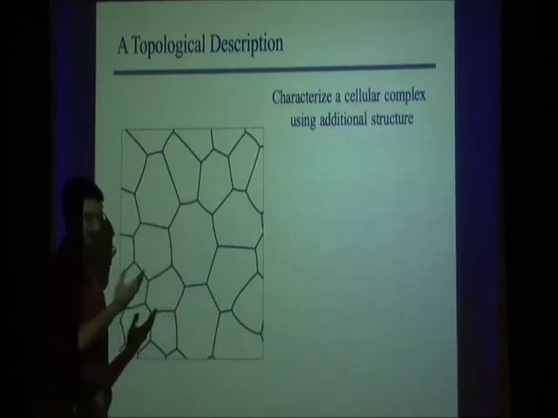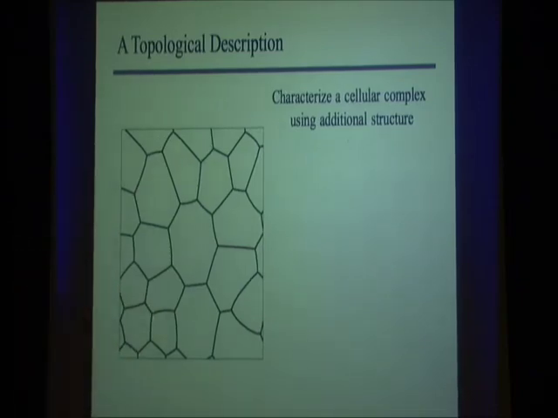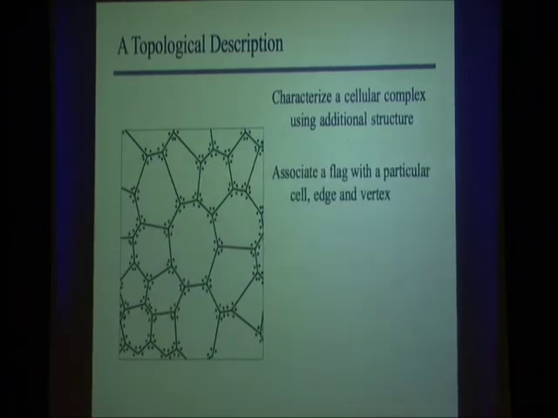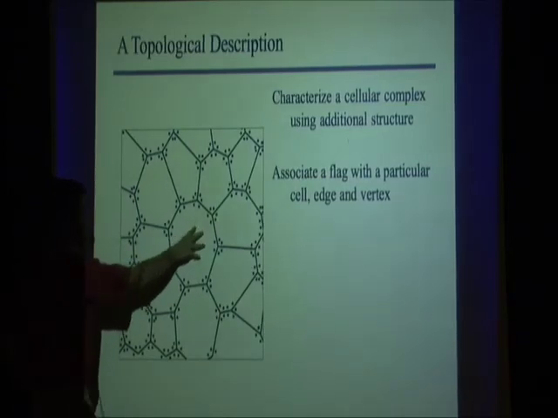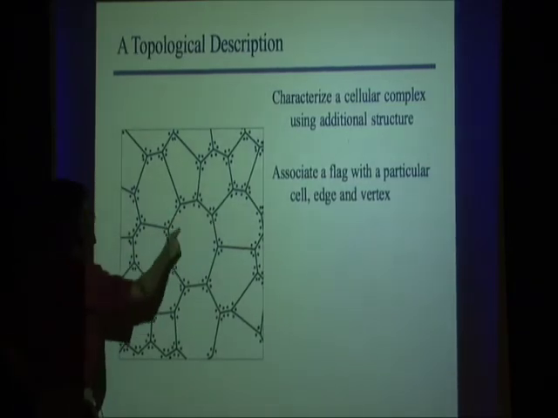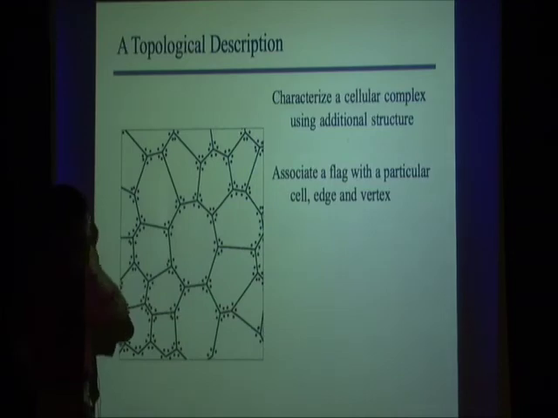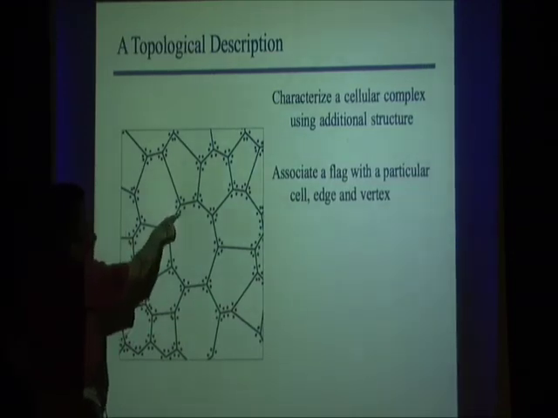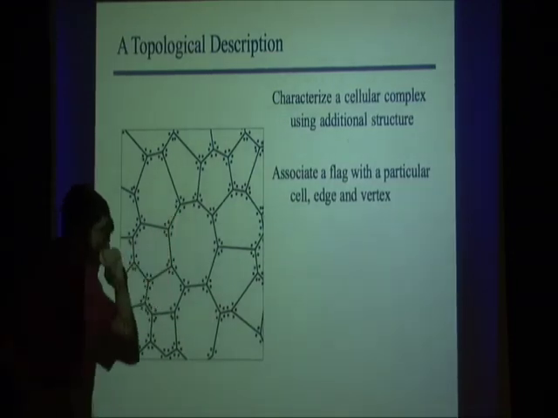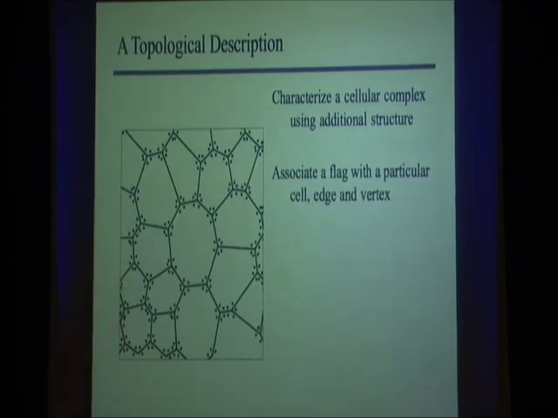So what we do is we put down some additional structure. We put down flags. So a flag I'm going to associate with a particular cell. This flag I'm going to associate with this cell, with this edge, and with that vertex. And I'm going to represent that by some black dot, which is within the cell and near the edge and near the vertex. Right? So we do this through the whole structure.